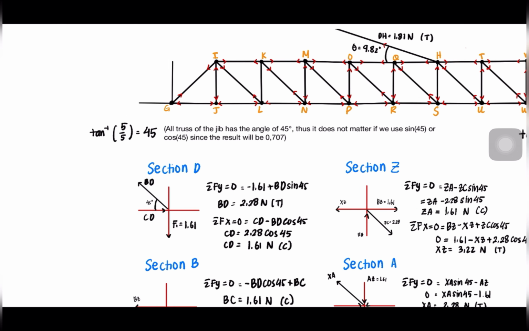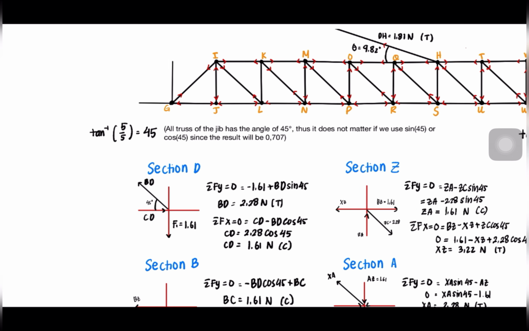So for section B, it goes the same way, which is the sigma Fy equals to 0 and sigma Fx equals to 0. So for sigma Fy equals to 0, since our assumption BD is tension, since it's going to the right and going down, it means that it's going to the y negative axis. So BD must be negative times the distance of the BD, since it's not a straight line. It's not like the BZ on the x-axis or BC on the y-axis.